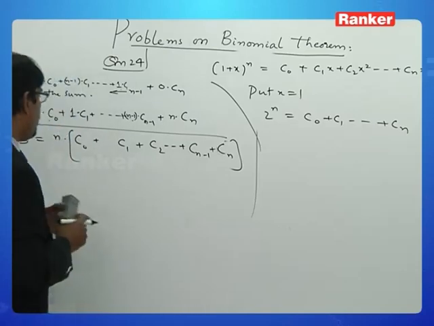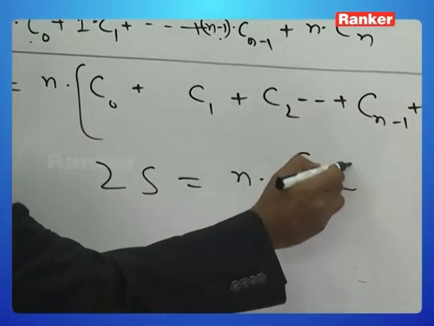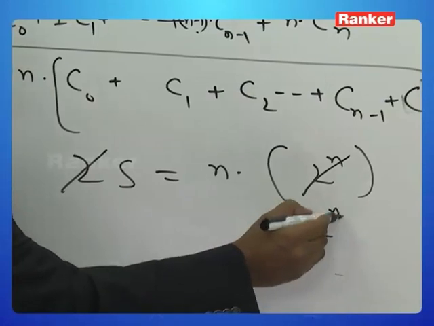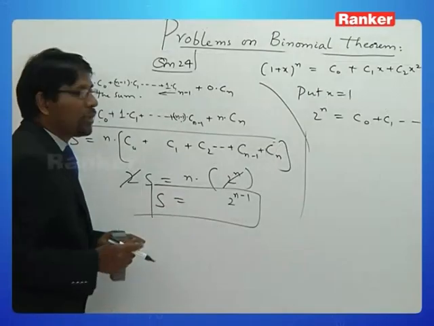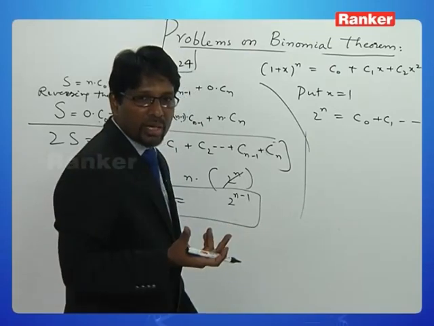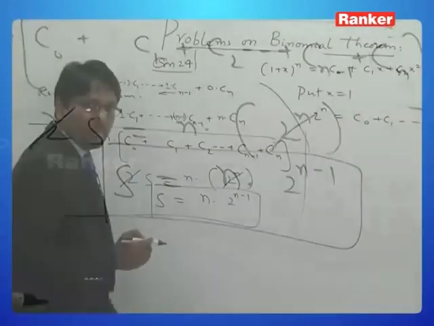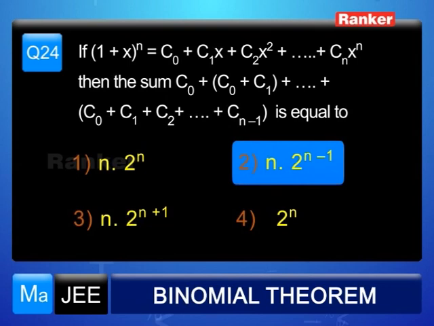So what you have here is 2S is equal to n into this 2 power n. 2 can be cancelled out and you are left with n into 2 power n minus 1. Therefore S is equal to n into 2 power n minus 1. That is what we wanted. We wanted the summation of those terms, and we got that to be n into 2 power n minus 1. Therefore clearly the answer is 2. Second option is the answer. Let's move to the next question.